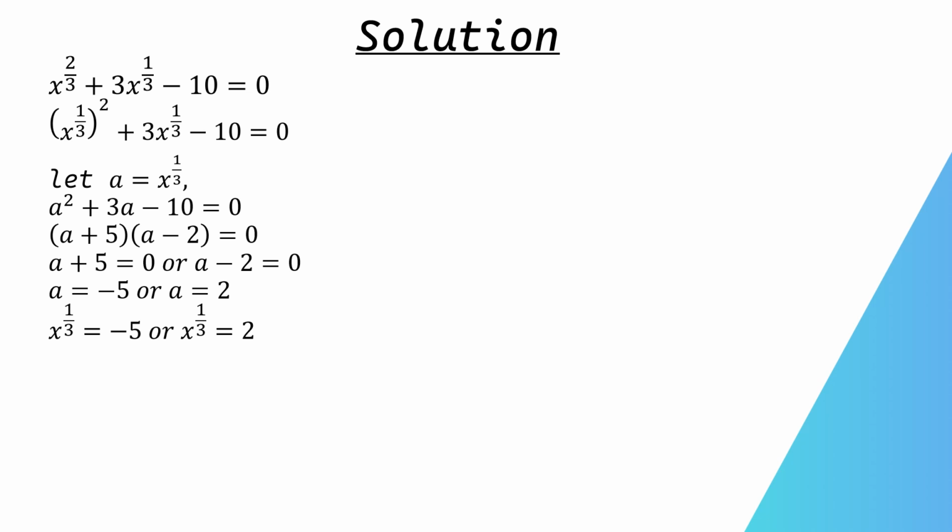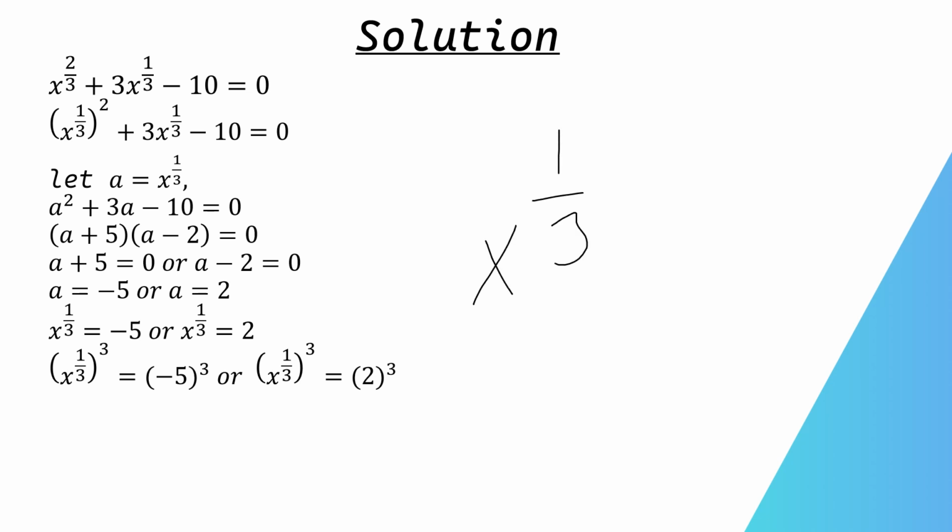We know x to the exponent 1/3 is the same as the cube root. So to eradicate the cube root, all we do is to cube both sides. So when we cube both sides, we have x to the exponent 1/3 cubed equals negative 5 cubed, or x to the exponent 1/3 cubed equals 2 cubed. And x to the exponent 1/3 cubed is the same as x to the exponent 1.